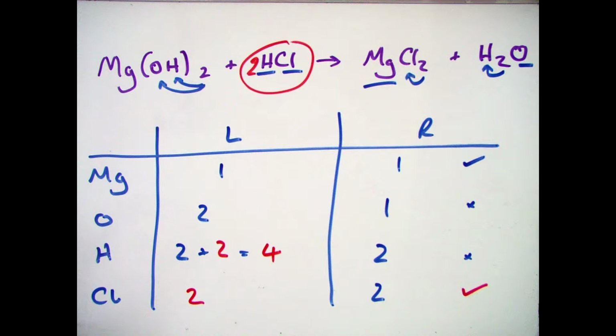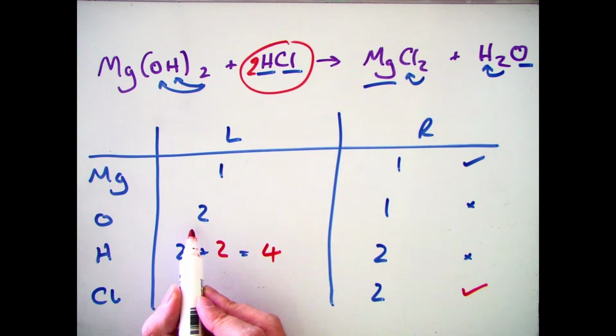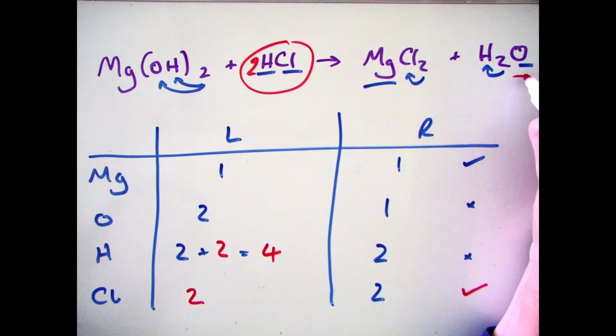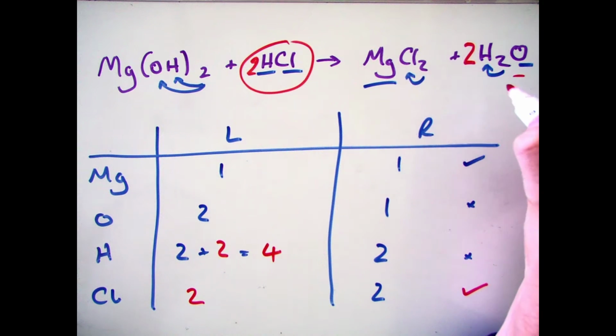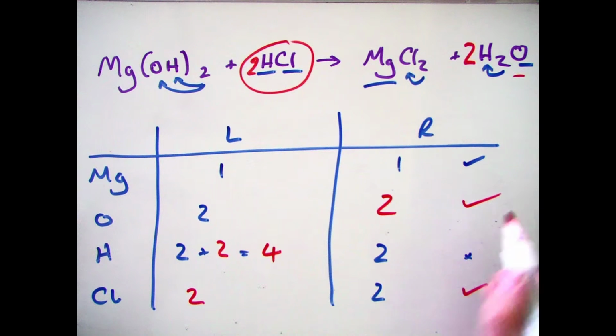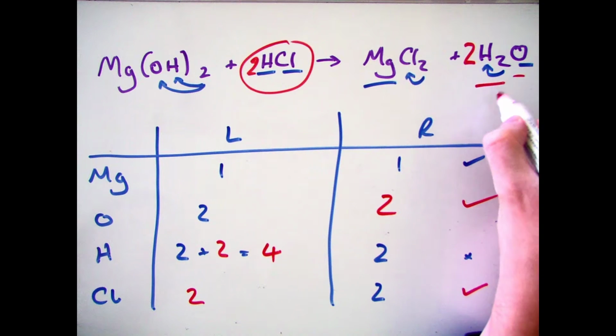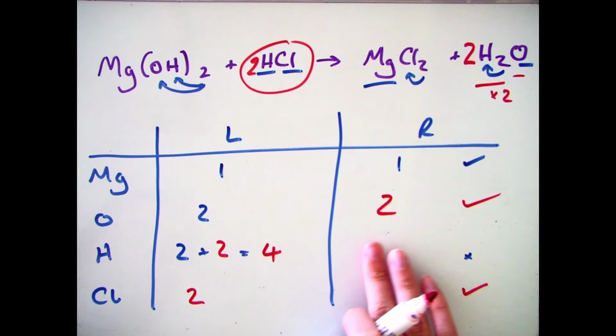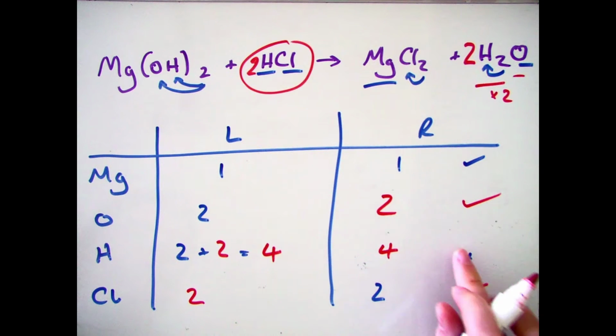But my hydrogen and my oxygen aren't, and as you can see I need to double both the oxygen and the hydrogen. I've got water, so I can put a 2 in front of that. If I do that, I get 2 oxygens, and then I had 2 hydrogens, I times that by 2, and that gives me 4, which is also balanced.